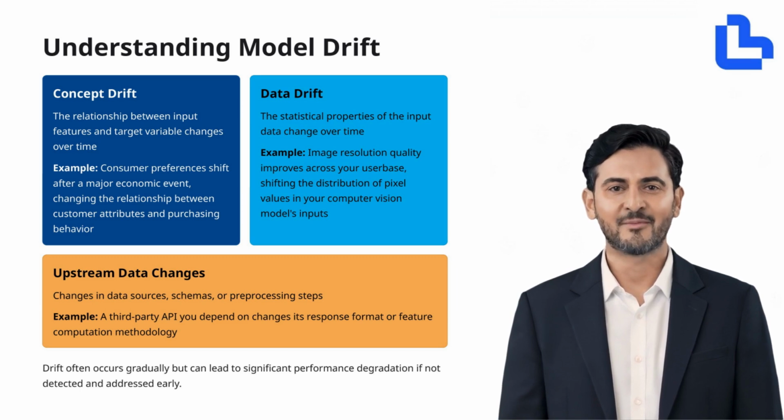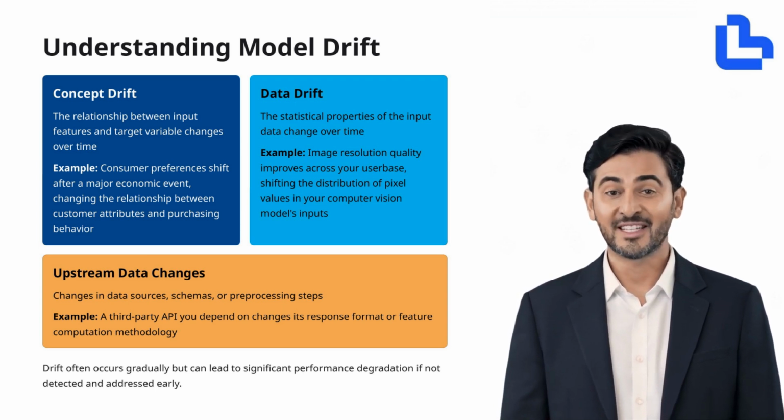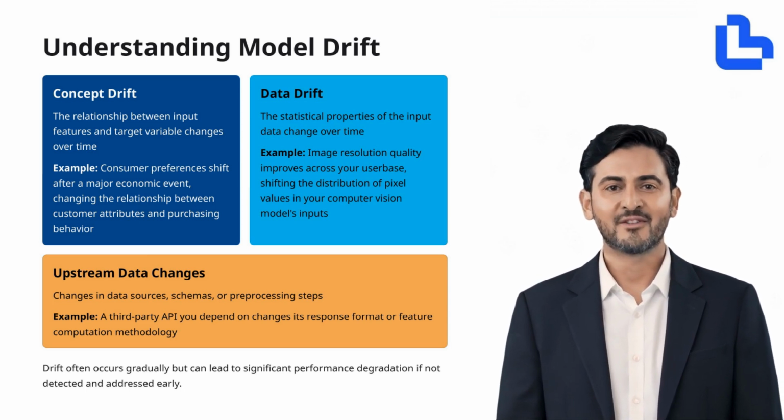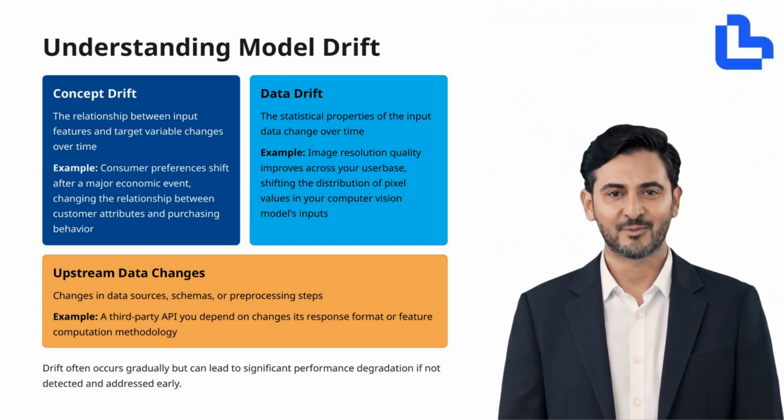First, we have concept drift. This occurs when the relationship between input features and the target variable changes. For example, imagine a recommendation system that relies on customer preferences. If a major economic event shifts consumer behavior, the model's assumptions about what drives purchases may no longer hold true. Even though the input data looks similar, the underlying patterns have changed.